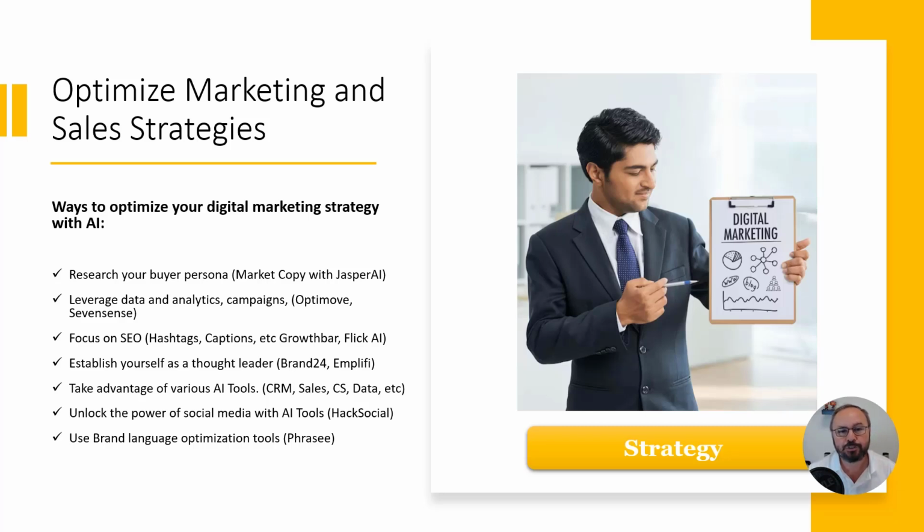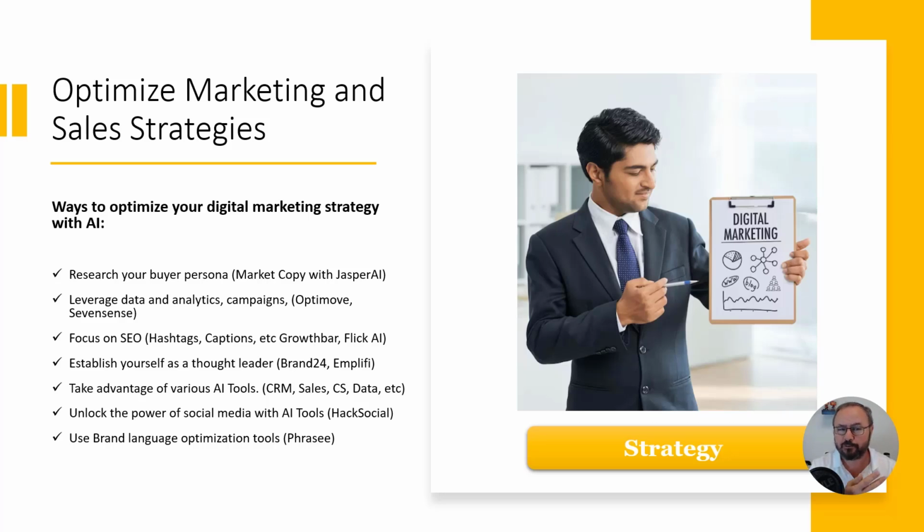Now, when it comes to what we can do, the first thing we want to always consider is understand what type of buyer we're really targeting. And this is where we want to put together a market copy, as it would be called in digital marketing. And a great tool for that is called Jasper AI. Now, we also want to be able to leverage data and analytics, look at campaigns. Some tools that can help with that would be called Optimove, and another one is 7sense.